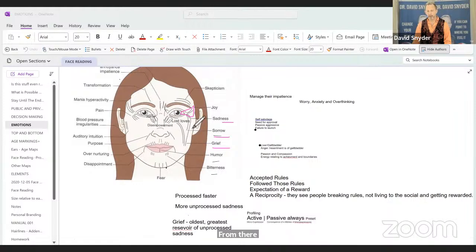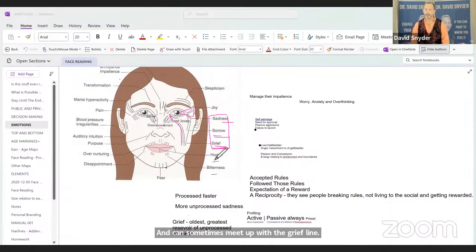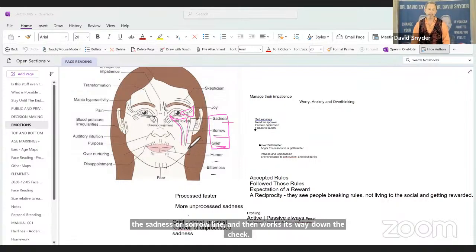The next element I want to talk about is also connected to this emotion of loss. This is called a lost love line. And this line starts at the inner canthus. It travels down through the cheek and can sometimes meet up with the grief line. Now, I've seen this line manifest 2 different ways. I've seen it manifest exactly like I see here, but I've also seen it manifest where it starts at the inner canthus, travels across to the sadness or sorrow line, and then works its way down the cheek. Now let's talk about this line, because there's a little bit more to it.